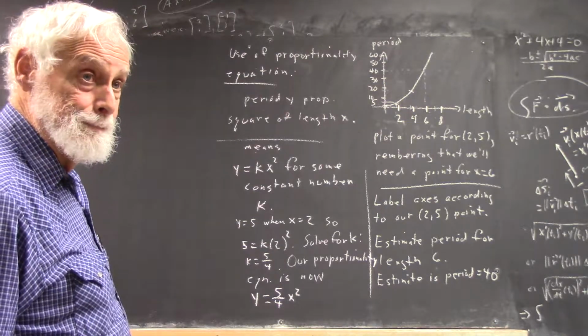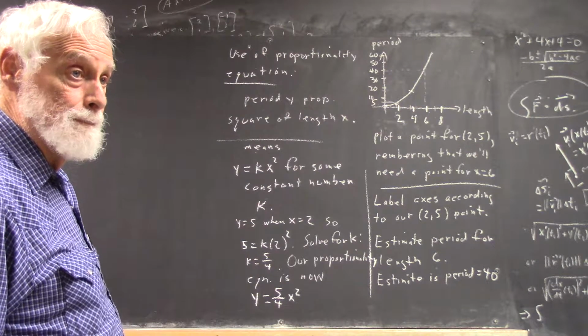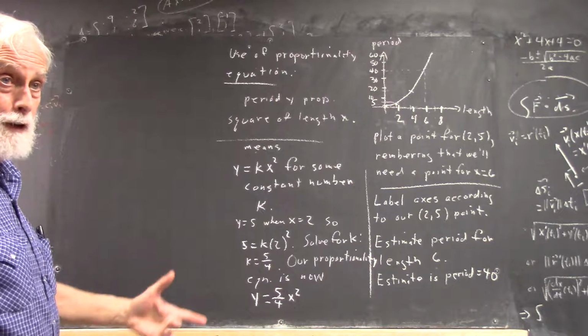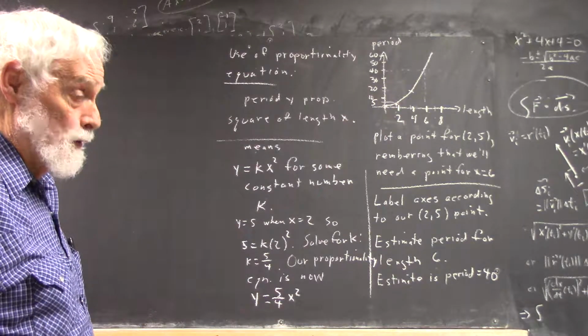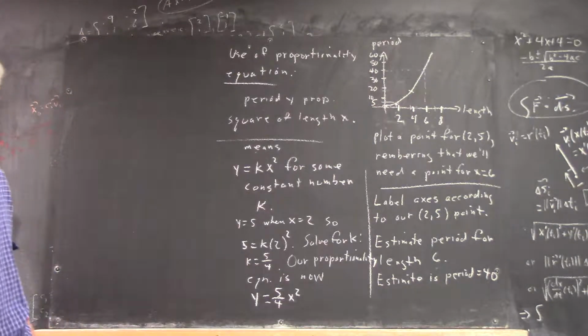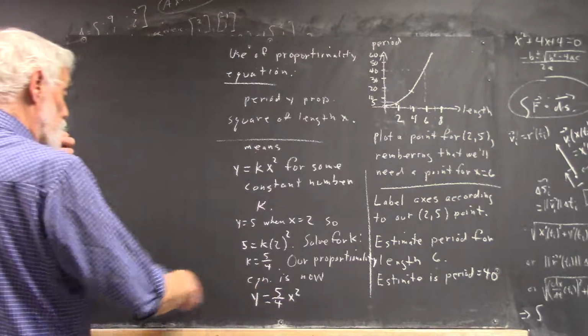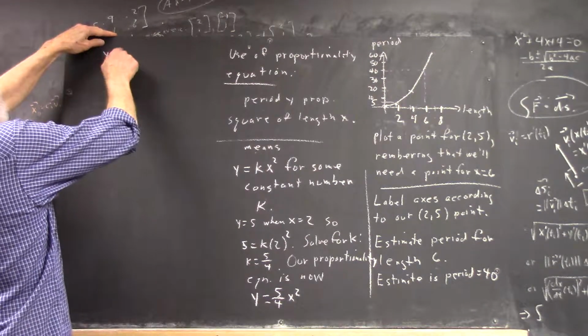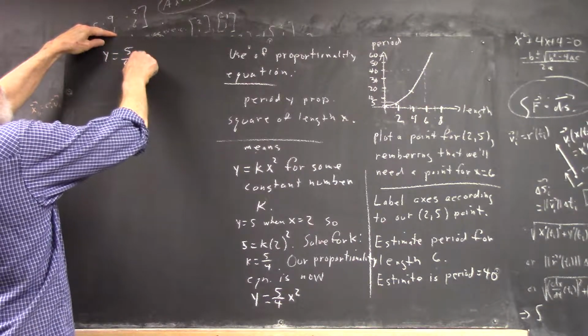Right? Okay, we've done all these steps. Every one of these steps should be, and I think probably is, at least somewhat familiar to you because we did this a couple of weeks ago. Okay, so y equals 5/4 x squared. Again, y equals 5/4 x squared.